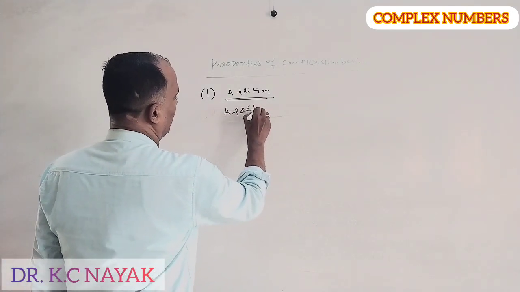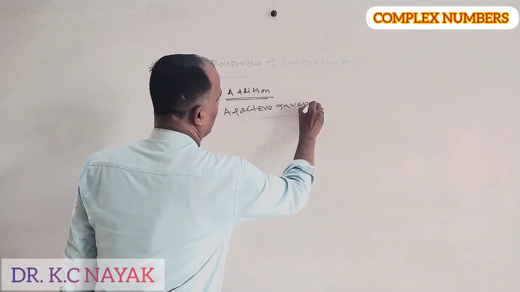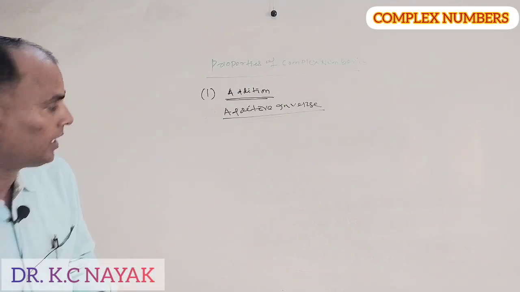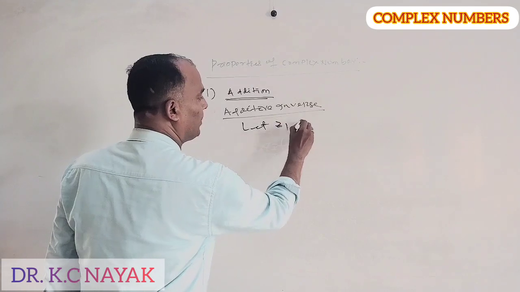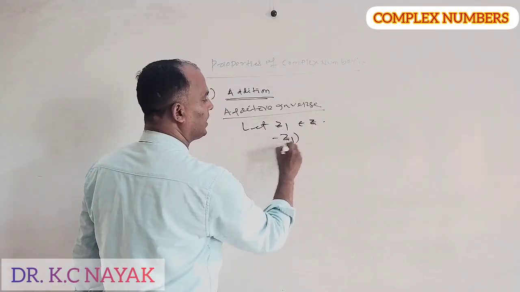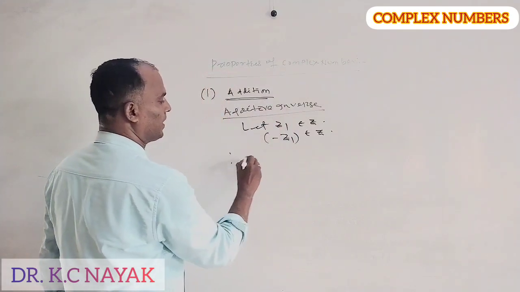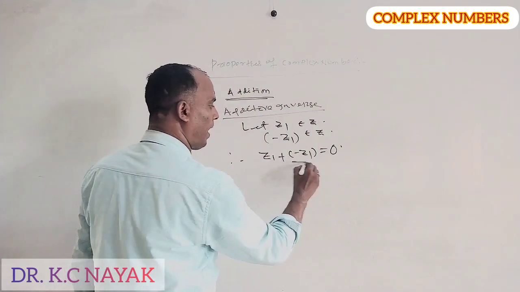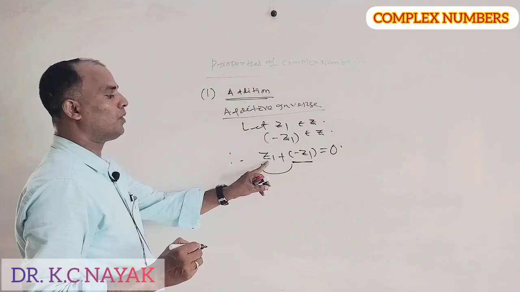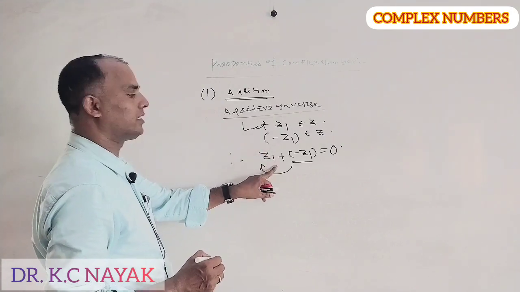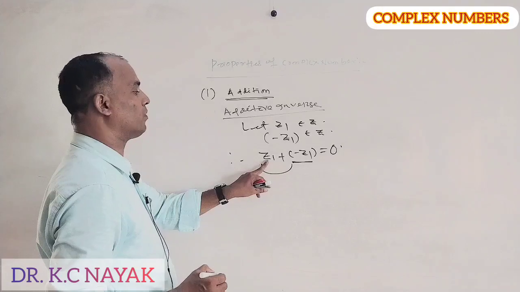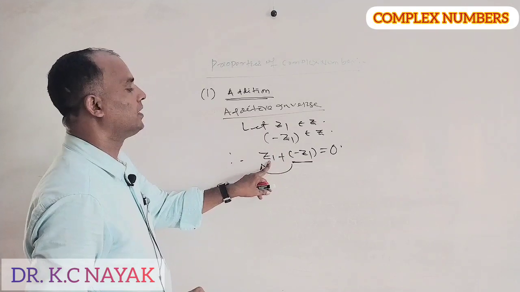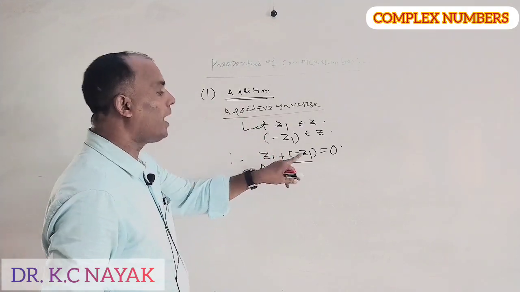Additive inverse. Just see, let Z1 belong to Z, and minus Z1 also belongs to Z. If Z1 plus minus Z1 is 0, then minus Z1 is the additive inverse of Z1. Similarly, Z1 is the additive inverse of minus Z1.